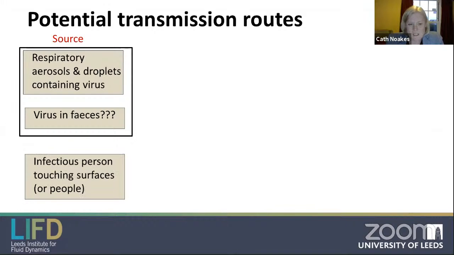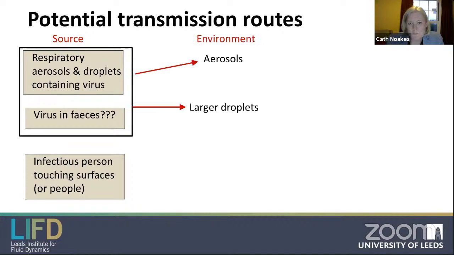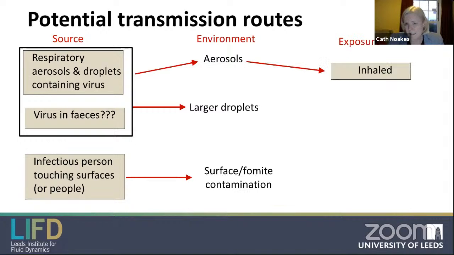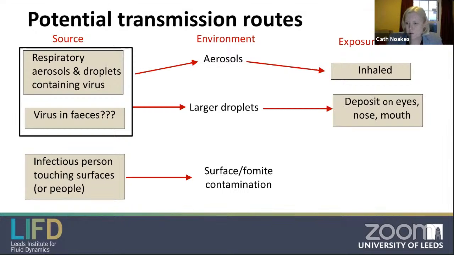We also know that people who are infectious have very contaminated hands, and if an infectious person touches somebody, or touches a surface, they will contaminate that surface. So the routes of transmission will be through the environment: those finer aerosols, larger droplets, and people touching surfaces mean that there are 3 different ways in which this virus potentially transports from one person to another. Those aerosols potentially are inhaled, causing infection. The larger droplets potentially deposit on your eyes, your nose, and your mouth.